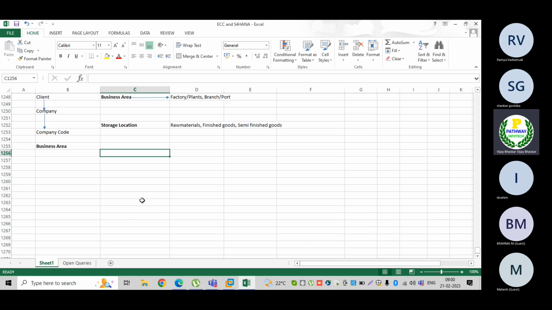Then we need to send those goods to the Mumbai port. Until the goods are shipped onto the ship, if any damage happens for whatever reason, that is our responsibility. That is the reason we treat the port also as one of our plants or business areas, whatever it may be.